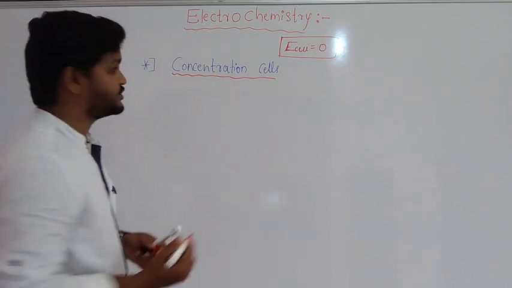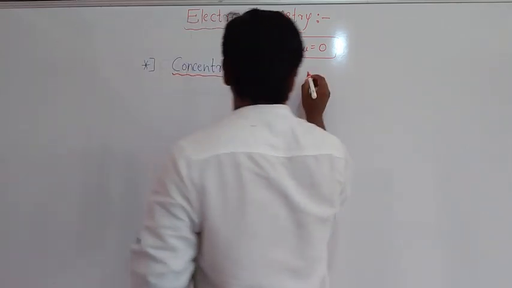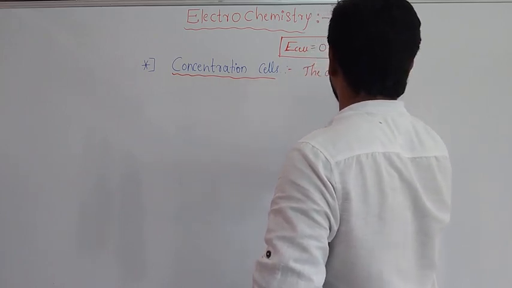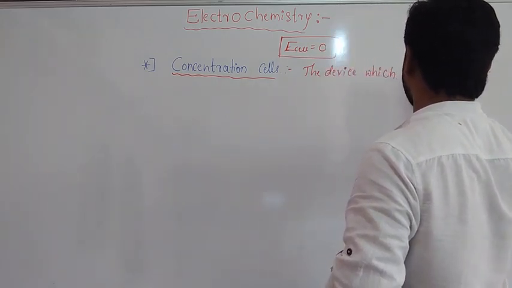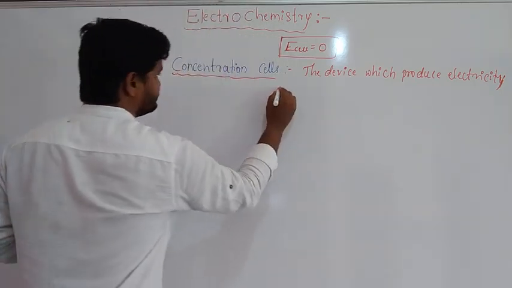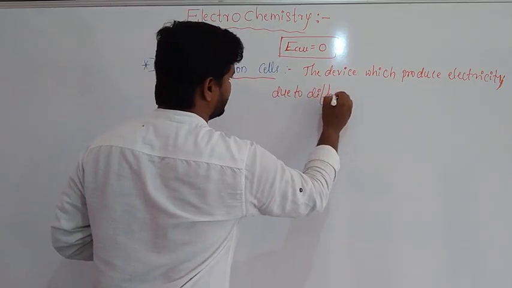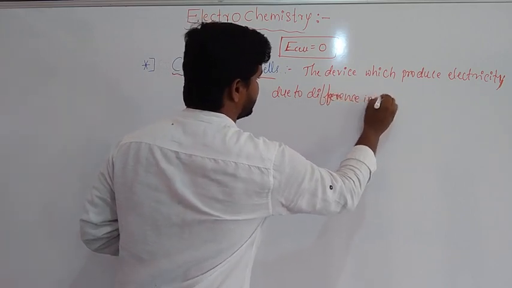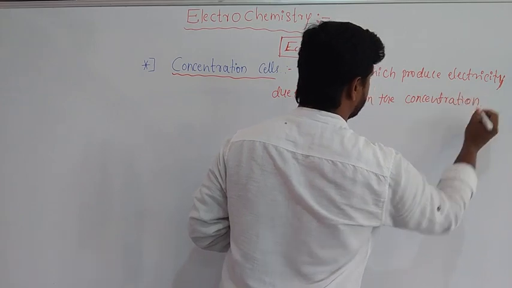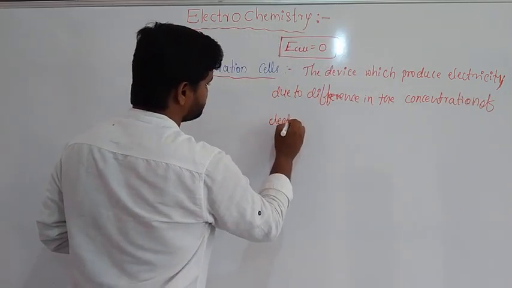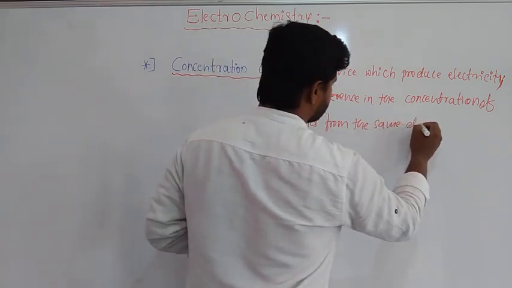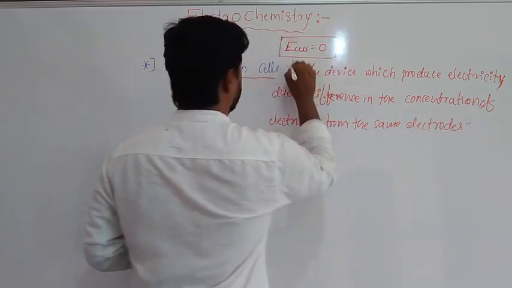The definition of a concentration cell, students: a concentration cell is a device which produces electricity due to difference in the concentration of electrolytes from the same electrodes is known as a concentration cell.